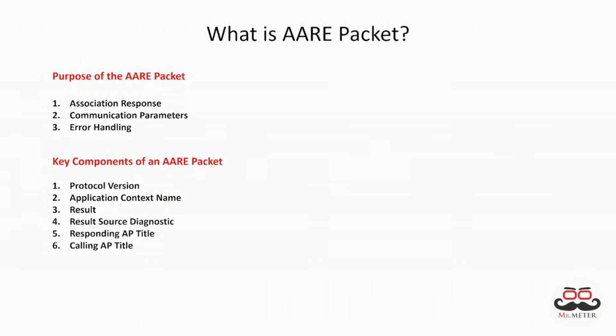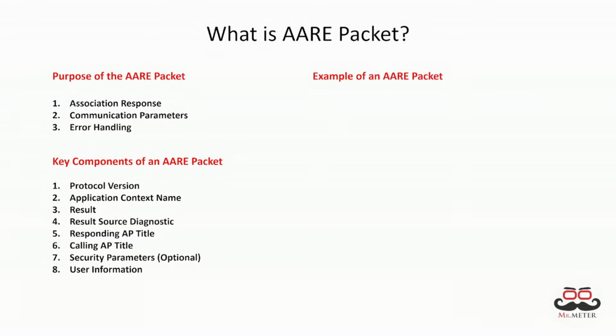The calling AP title echoes the calling AP title from the AARQ packet, ensuring consistency in identifying the client. Next is the security parameters, which is optional. If applicable, it may include security-related information such as authentication values or encryption parameters. The last one is the user information. This section may carry additional data specific to the application context or the protocol being used. It can include session parameters, application-specific data, or other relevant information.